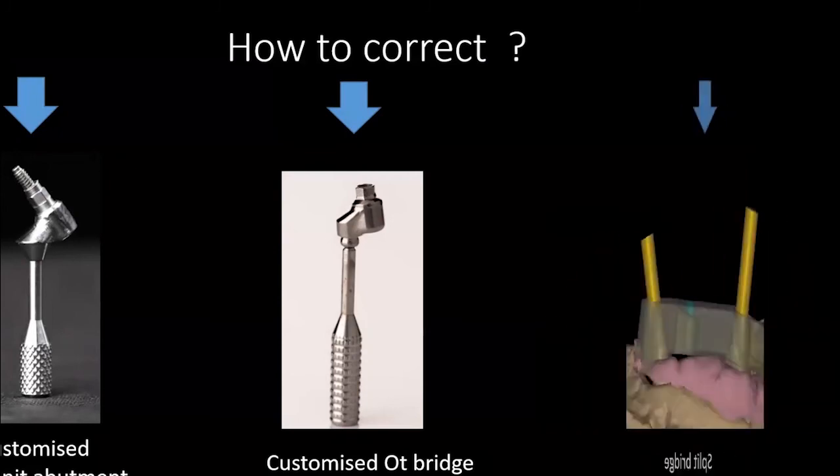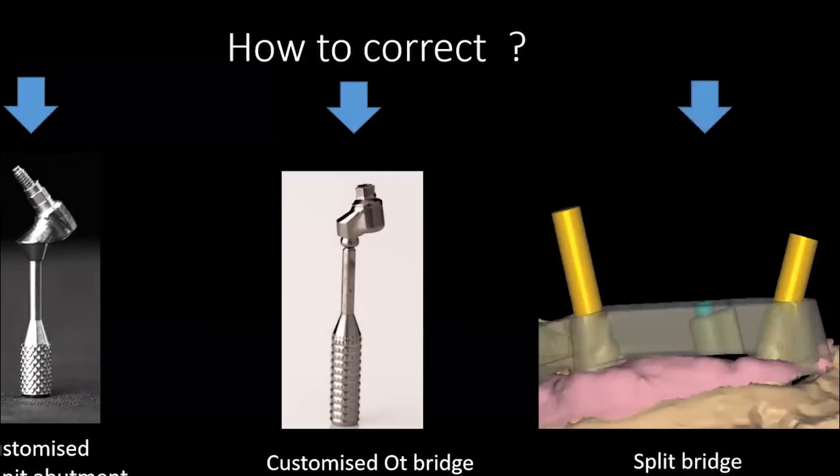And the third one, the most important one, is the split bar. If we have different angles, then we can split the prosthetic into two parts, and we can insert the screw in a junction. So how does it work?